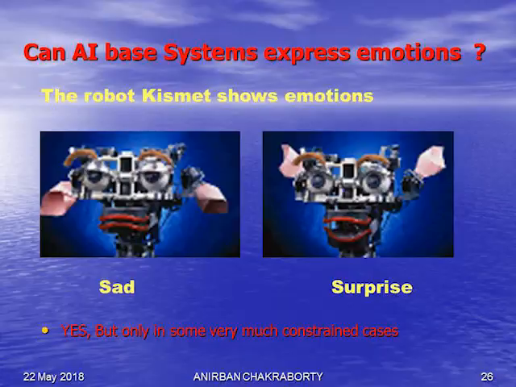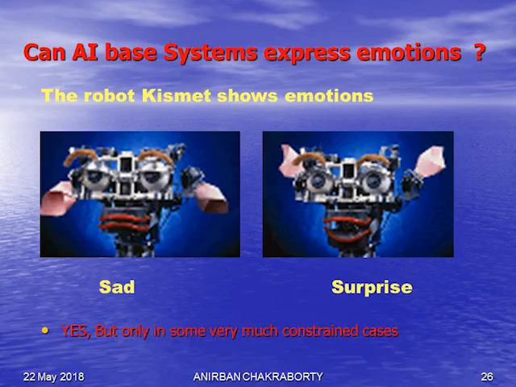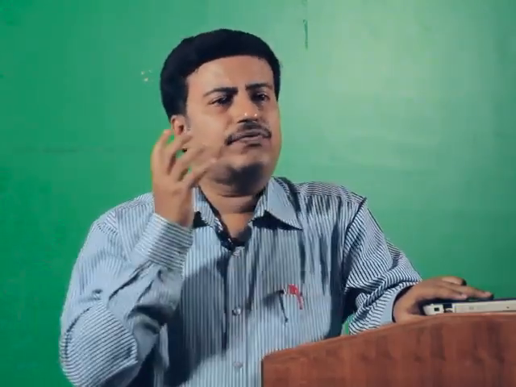Next, as I have mentioned, in the film Robot, we have seen that the robot is able to express various emotions, like its gladness, its sadness, and it even falls in love. So is it possible? Here I am showing two images, which show that the robot Kismet is showing two emotions: one when it is surprised, and another when it is sad. But the difference from a human being is that here the expression of emotions is very constrained. Here we can define just a few cases like sadness, gladness, surprise, etc.